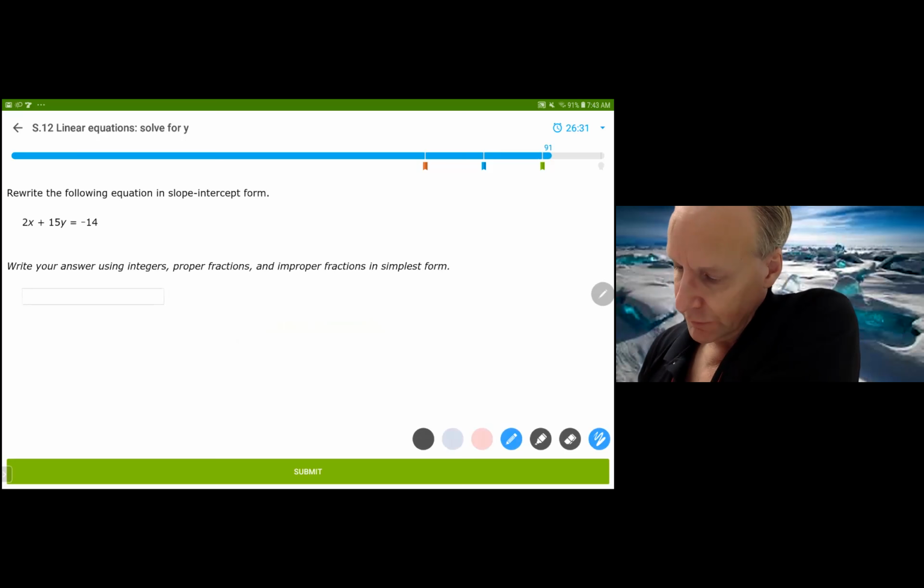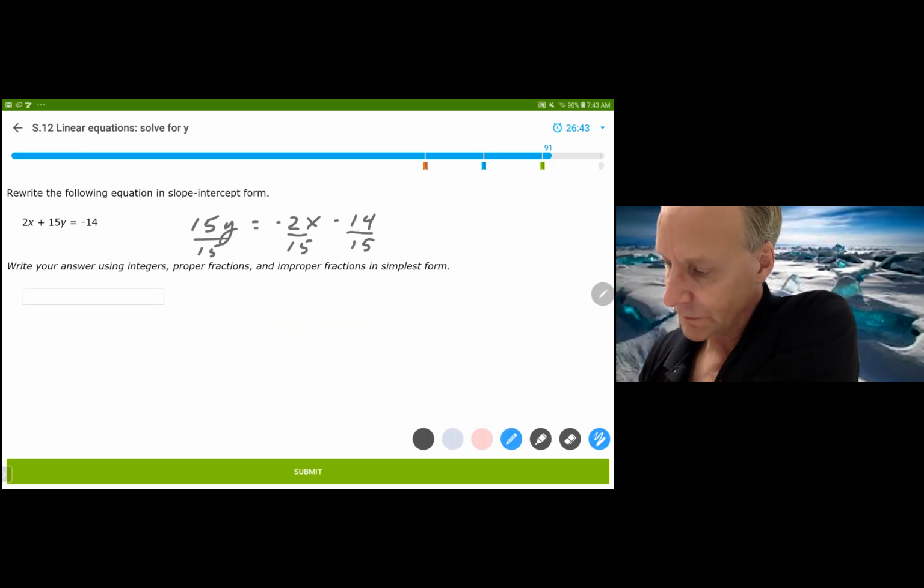This one's in standard form. We've got 15y is equal to negative 2x minus 14. I just subtracted 2x from both sides. I'm going to divide all the terms by 15. It's a minus, by the way. That's a negative right there. And we get y is equal to negative 2/15 x minus 14 over 15.